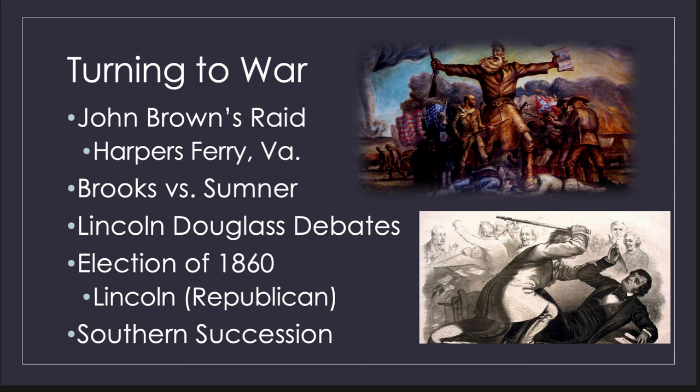But what it does is it solidifies Lincoln's presence on the political stage and will lead to the election of 1860, where Lincoln is going to win. Lincoln is going to be a Republican. The Republicans support the federal government's right to decide on issues of expansion, of slavery, of the economy. And this is going to signal Southern secession and the beginning of the war.